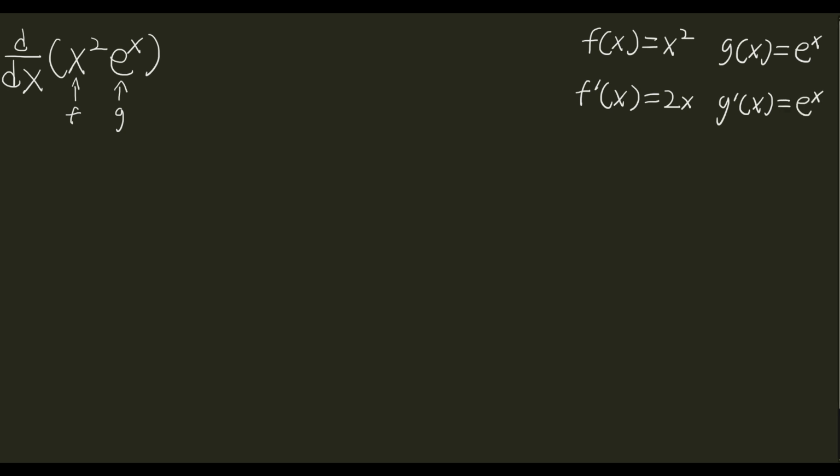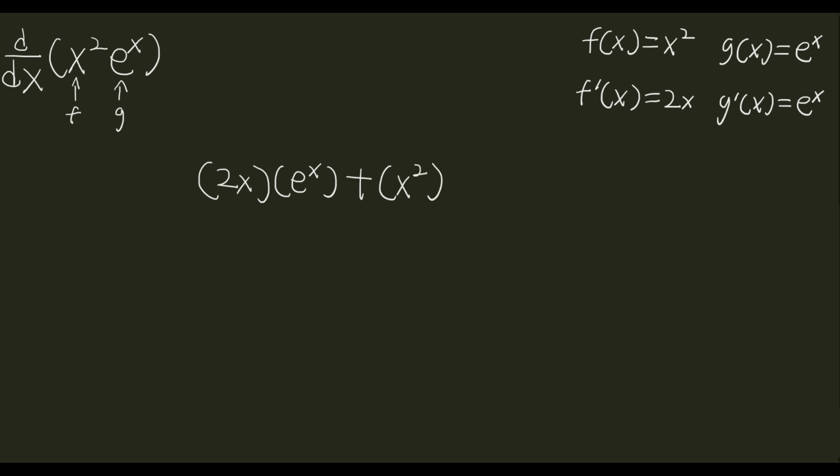One important thing to remember is that the derivative of e to the x is always itself. Keep that in mind as you're deriving that function. Now that we have the necessary information, we could write it out in our product rule formula. So we will write it out as 2x times e to the x plus x squared times e to the x.